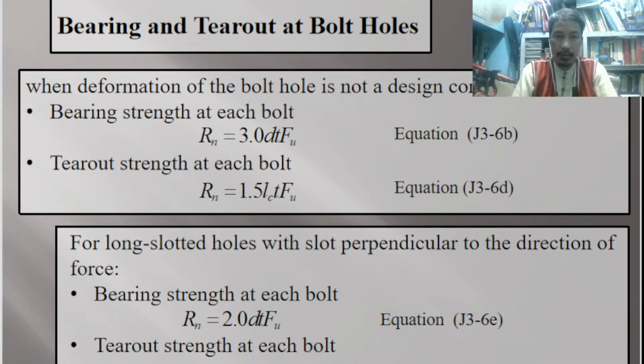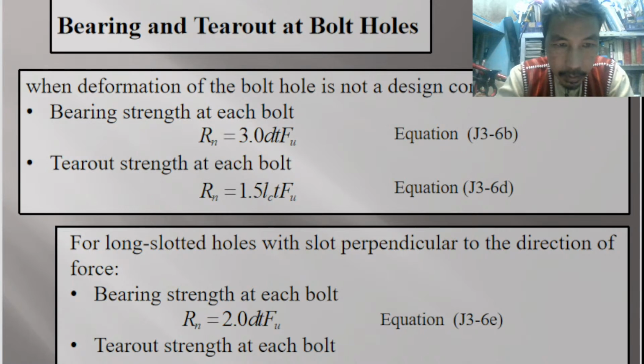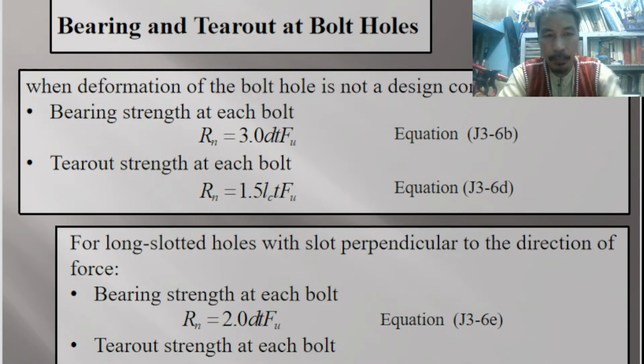What about tear out strength? 1.5. So you will notice tear out strength is always 1/2 the bearing strength. Tear out strength is always 1/2 because the factor is 3.0 for bearing and 1.5 for tear out. On the previous slide, that is 2.4 for bearing and 1.2 for tear out. So always 1/2 the value. But it is not actually entirely 1/2 because the area being considered in bearing is d t. The tear out area being considered is Lc times t. So a different area is being considered when we are talking of bearing.